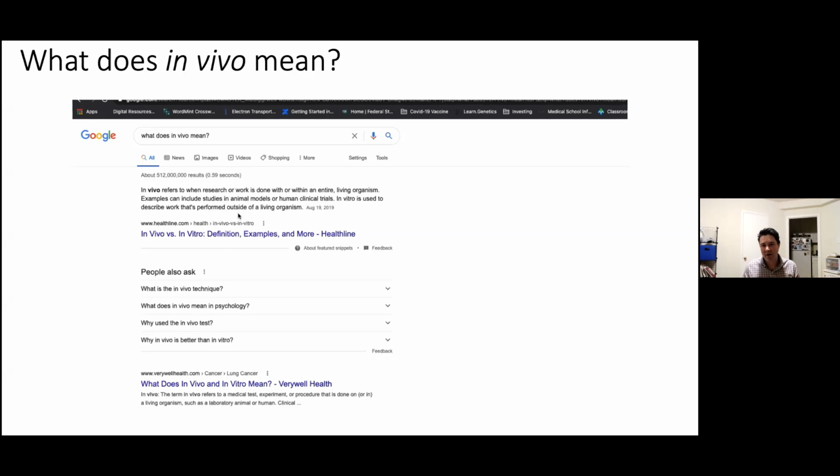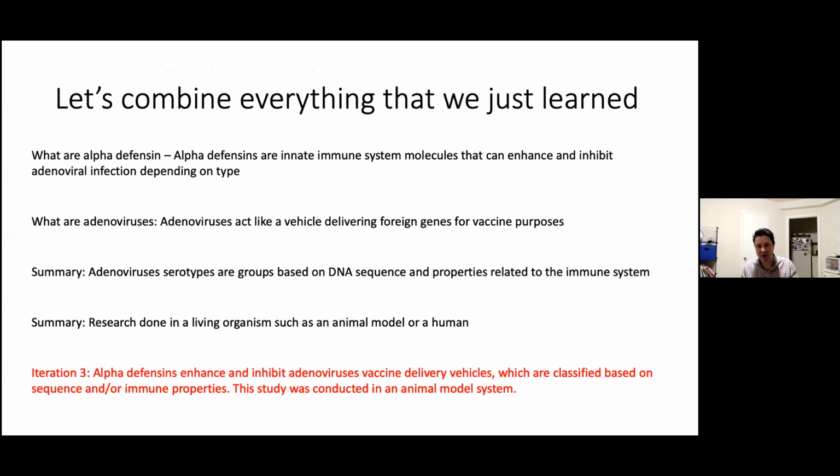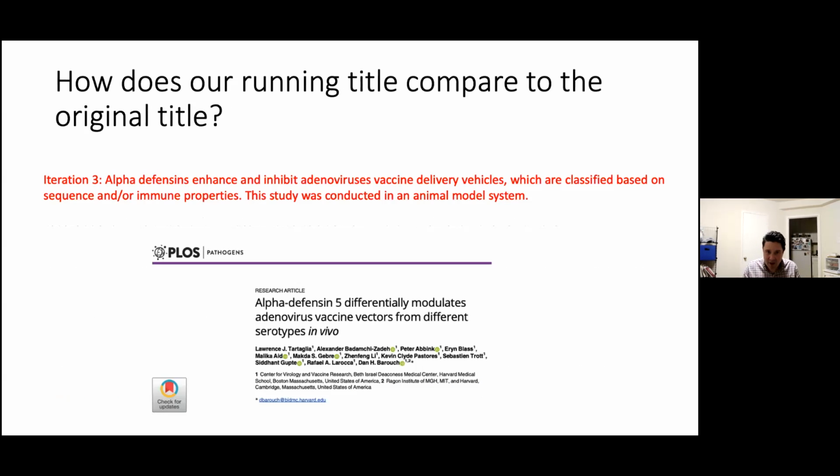So at this point, we've answered all these questions that I had, and we could take these brief summaries, which really, in essence, is no longer than just a few minutes of some quick searches. And we come up with a new iteration for what that title meant. And now I'm stating alpha defensins enhance and inhibit adenovirus vaccine delivery vehicles, which are classified based on sequence and or immune properties. The study was conducted in an animal model system. And for me, the novice scientist would understand this a lot more than the original title.